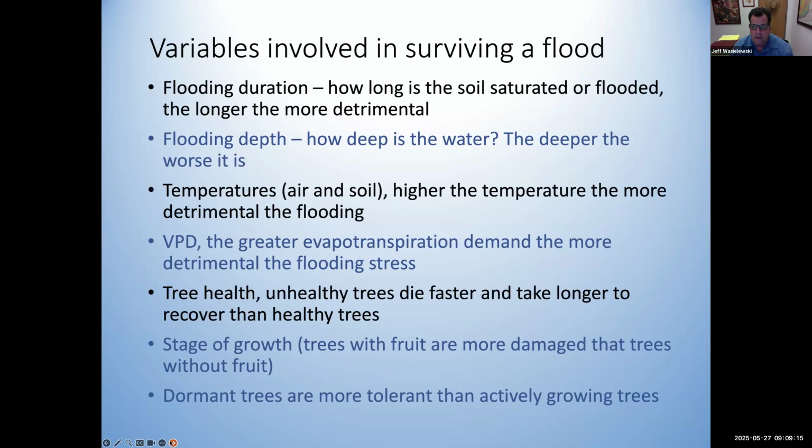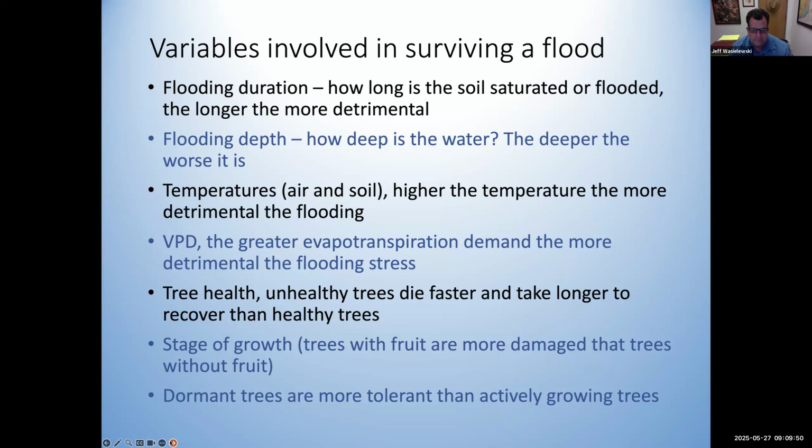Variables involved in surviving a flood. Okay, we want to get through the flood. So like I said just now, flooding duration. How long is the soil saturated or flooded? The longer, the more detrimental. Flooding depth. How deep is the water? The deeper, the worse it is. Temperatures. Higher temperatures, the more detrimental the flooding. VPD, the greater evapotranspiration demand, the more detrimental the flooding stress.